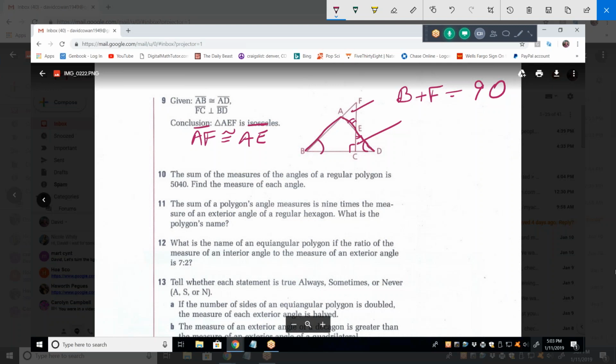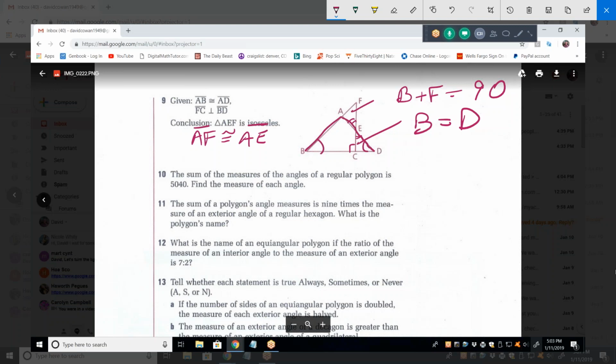B plus F equals 90. Oh, if B and D are equal and C is 90, then it would just be 45. So B and D would be 45-degree angles. And then if we know that... Well, now hold on. No. B is equal to D, but we don't know that this angle up top, A, is 90. How do we know that's 90?